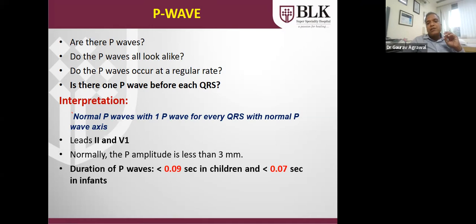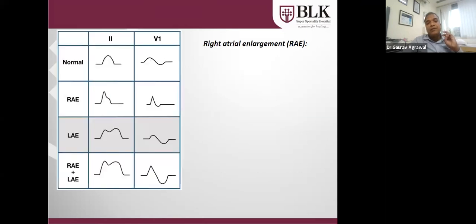Normally the P wave amplitude is less than 3 mm. The duration of a normal P wave in infants is less than 0.07 second, and in children less than 0.09 second. The amplitude you have to keep in mind is always less than 3 mm.